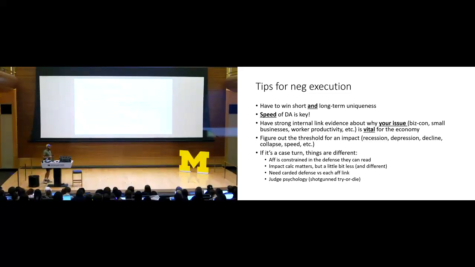Third, you need to have internal link evidence that is a strong defense of why your issue matters most to the economy. I would imagine a lot of debates are going to go down like the AF improves wages, but it hurts business confidence. And if you're judging that debate, you're like, what the hell do I do? Because each of you has one explanation for why the affirmative hurts the economy and why it helps the economy. And it's tough, especially in a 5-minute speech, to make strong comparisons between those two things. So what you want to do is, in the debate, have very strong internal link evidence about why that issue, on the negative, it'll probably be business confidence or small businesses, why that matters more to the economy than whatever the affirmative's is.